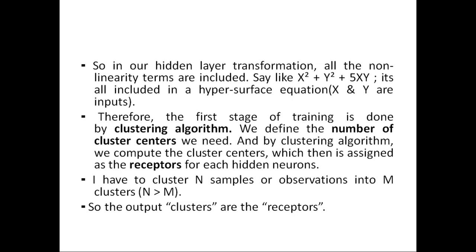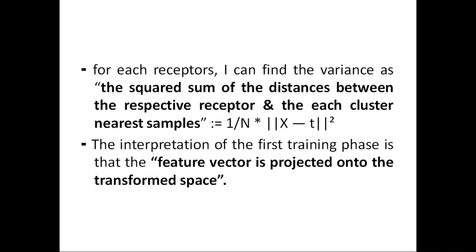We define the number of cluster centers we need, and by the clustering algorithm we compute the cluster centers, which are then assigned as the receptors for each of these hidden neurons. We have to cluster n samples, and this n must be greater than m. So n samples or observations are clustered into m clusters. The samples are more, the clusters are fewer. So the output clusters are the receptors. Fine.